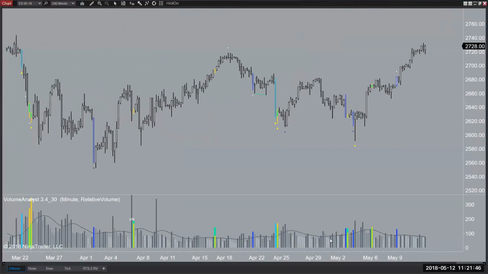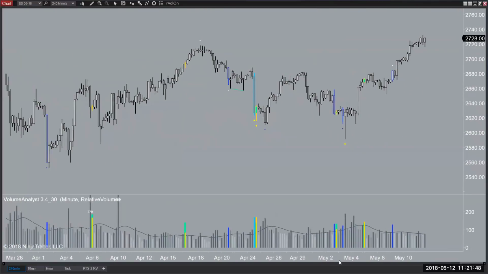Okay. Beyond that, the other main thing that we'll be adding will be those conditions for the bid and ask data.